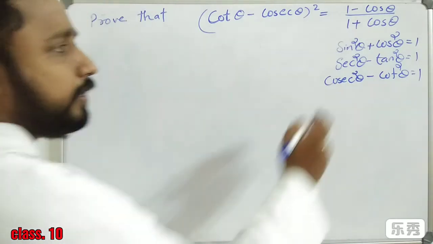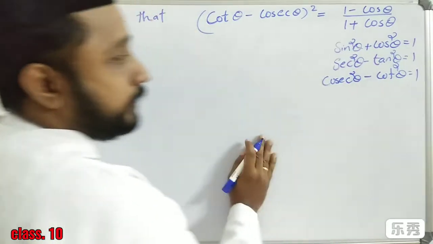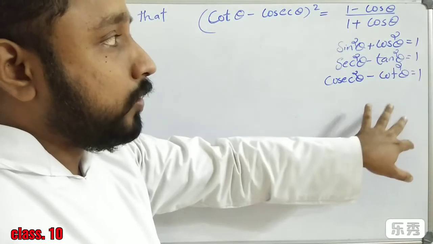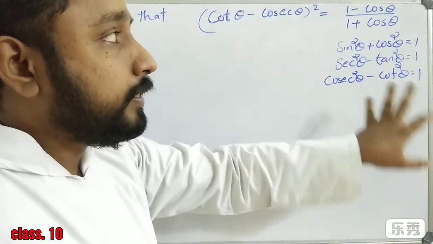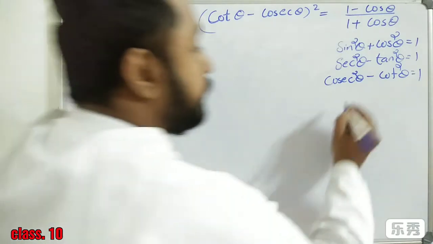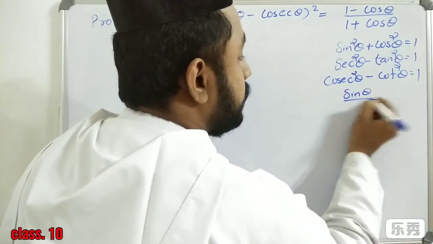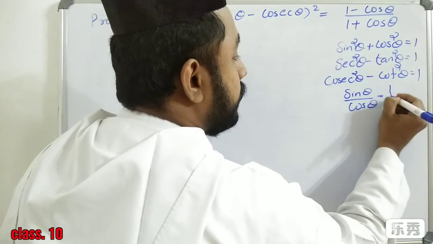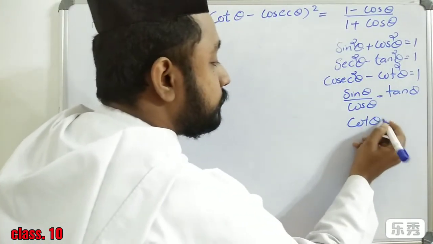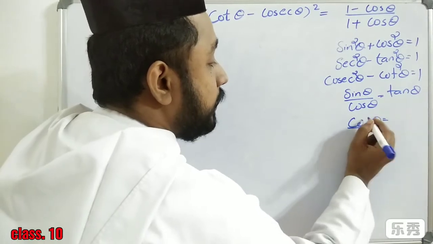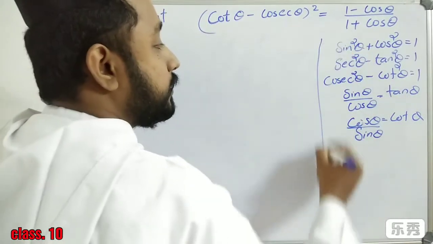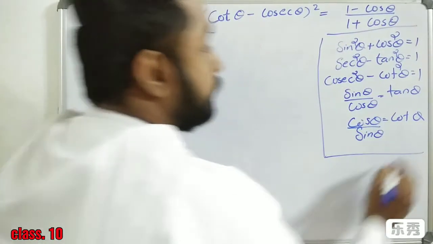Then we have studied sin theta is equal to 1 by cosec theta, or cosec theta is equal to 1 by sin theta, and sec theta is equal to 1 by cos theta, cos theta is equal to 1 by sec theta, tan theta is equal to 1 by cot theta, or cot theta is equal to 1 by tan theta. And we also studied sin theta by cos theta is equal to tan theta, or cos theta by sin theta is equal to cot theta. These are some important results we have studied in this chapter.